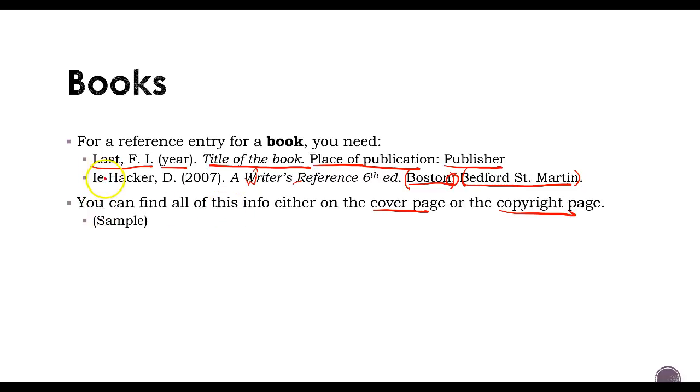So in order to create that one, we would say Graf, comma, G, comma, and Birkenstein, comma, C, period, 2007, period. They Say, I Say, The Moves That Matter, and Persuasive Writing, period. New York, colon, Norton.